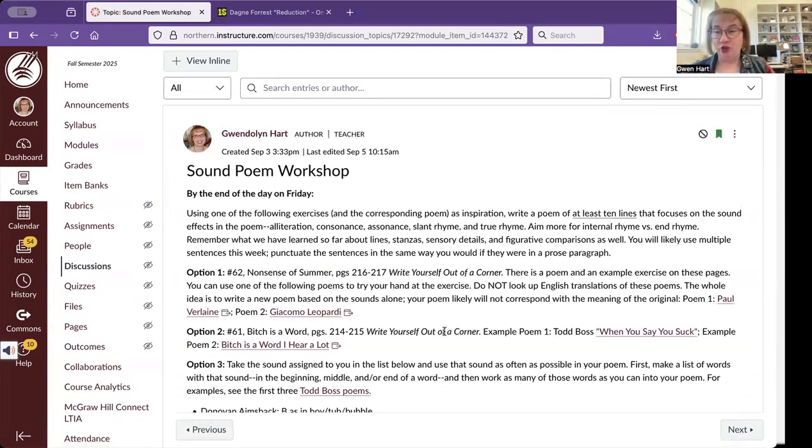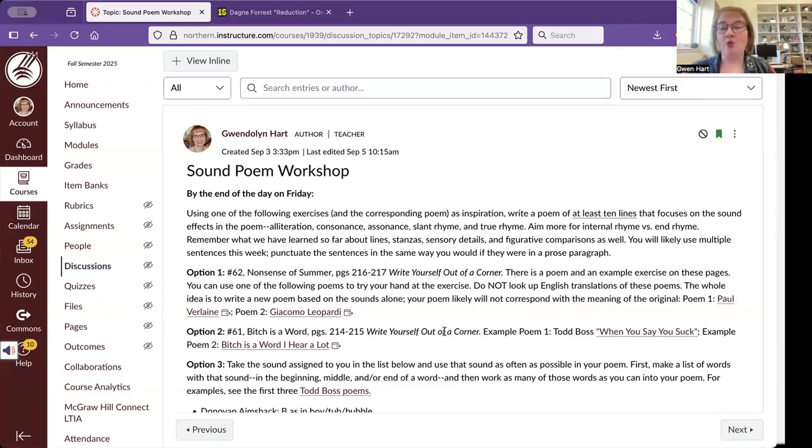So for Tuesday, I will put in there the link to the Todd Boss poems. Todd Boss is a Minnesota poet who is just excellent at this kind of sound effect play. He's amazing. For Tuesday, you're going to pick one of his poems and you're just going to notice all the things that you find in it, like I'll put them all in there: consonance, assonance, alliteration, true rhyme, slant rhyme, internal rhyme, external rhyme, end rhyme. And it's a fun little analysis, I think, of that poem.